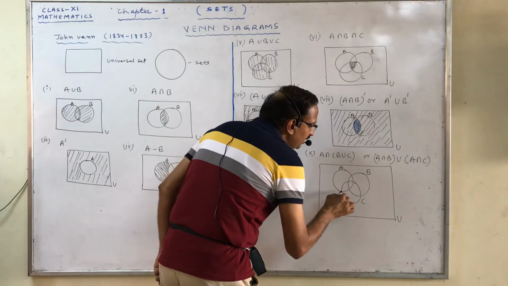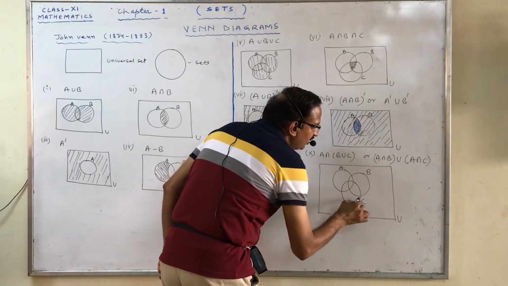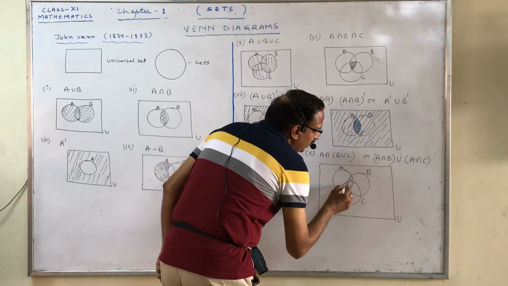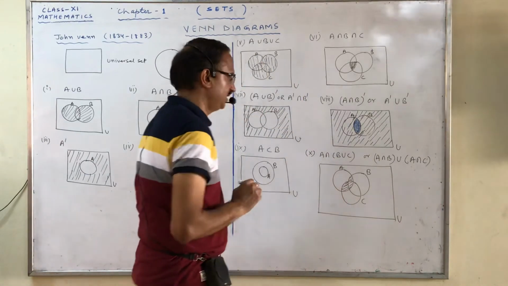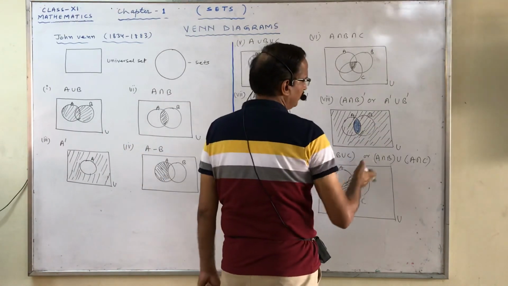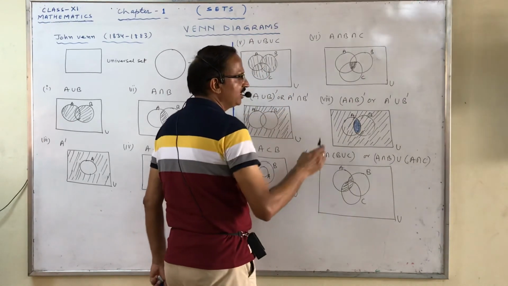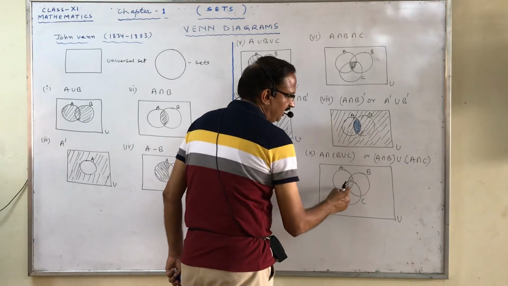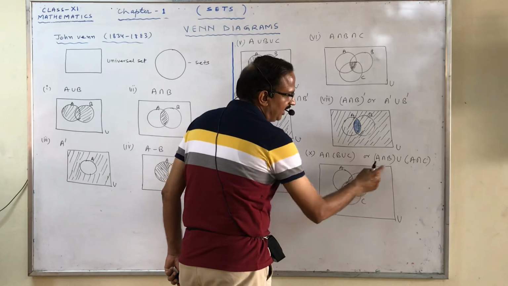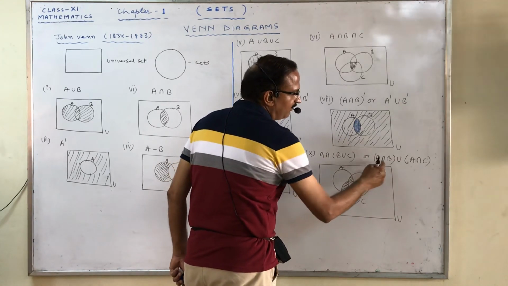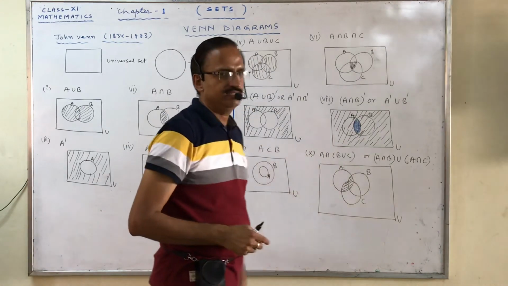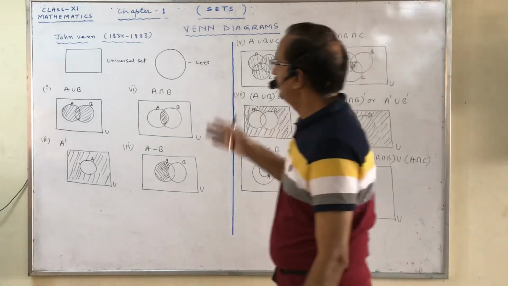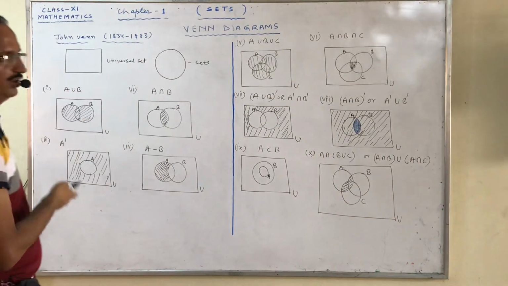So this total is B, and this area is B union C. So this shaded portion will represent A intersection B union C. But from this also you can see A intersection B means the common portion of A and B, this one, and the common portion of A and C, this one, and their union. So the total portion of A intersection B and A intersection C. So in this way, these Venn diagrams are drawn. So look at these and try to draw in your notebook.